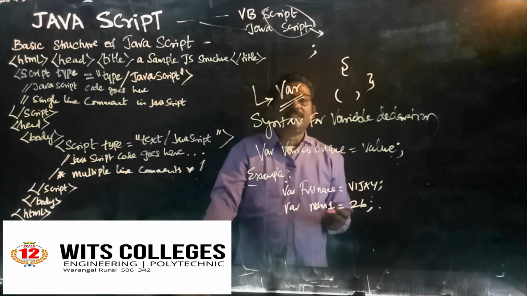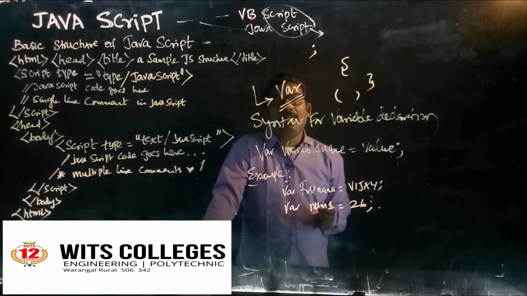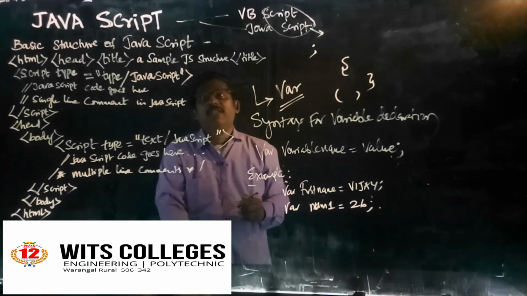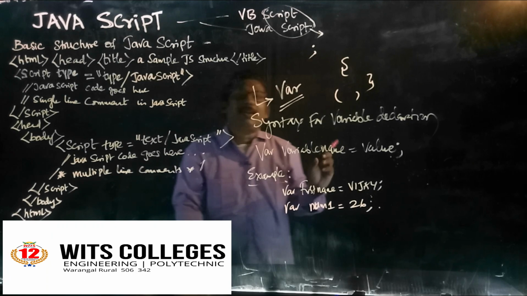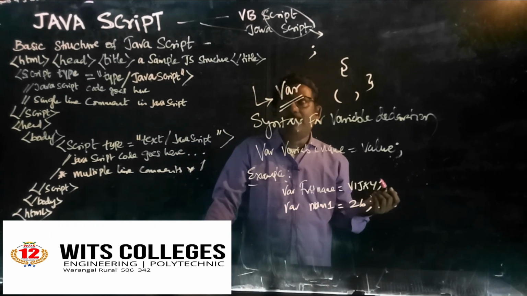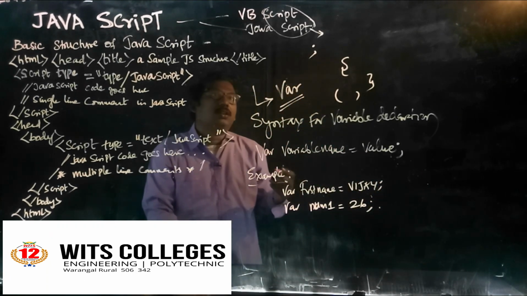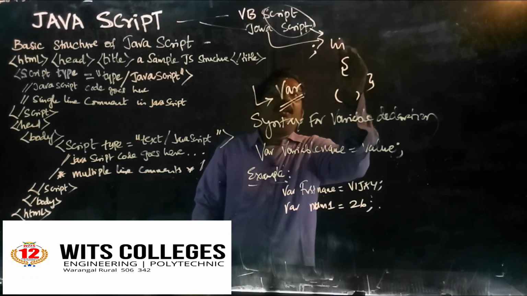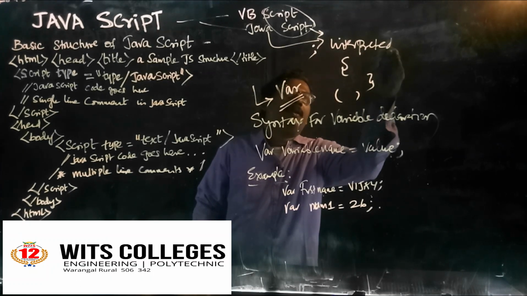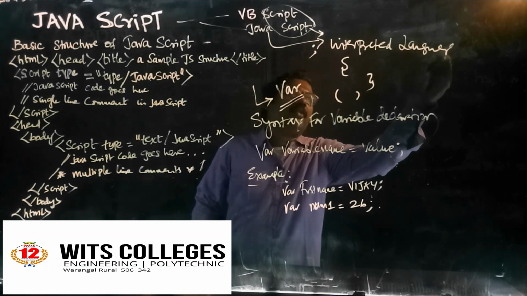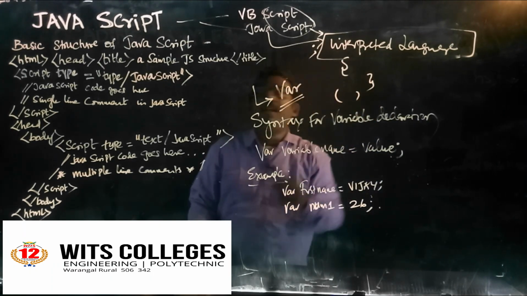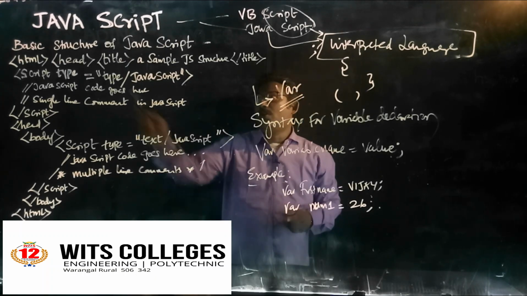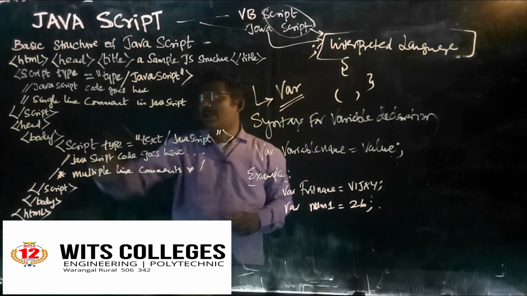JavaScript can even be embedded in HTML. That means in HTML code this JavaScript can be kept inside. Even an external JavaScript program can be embedded in the HTML tags. JavaScript is called an interpreted language. So this is the basic structure of JavaScript.